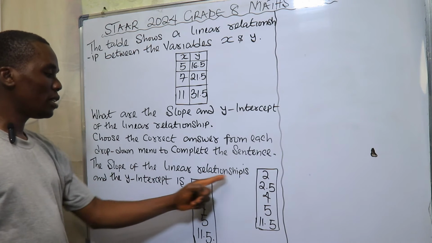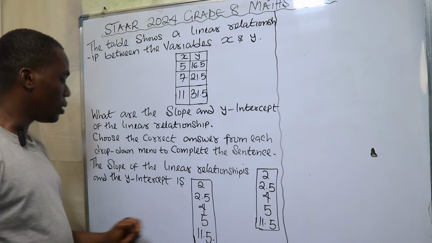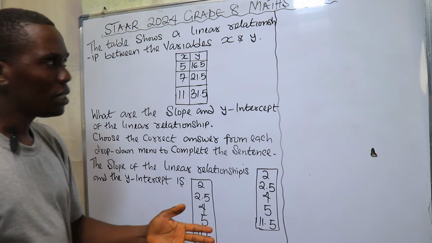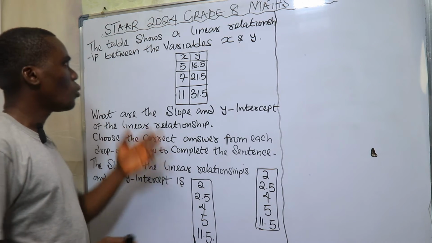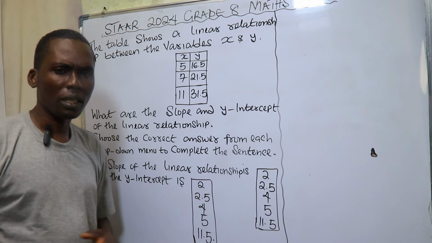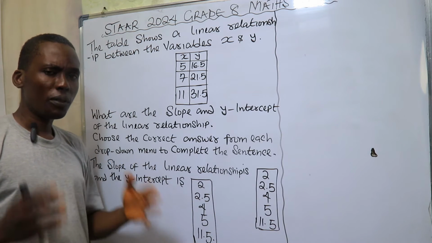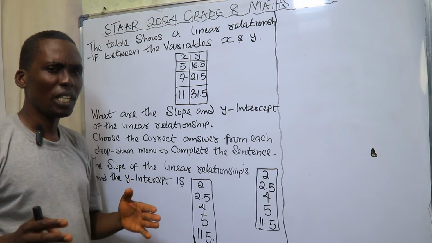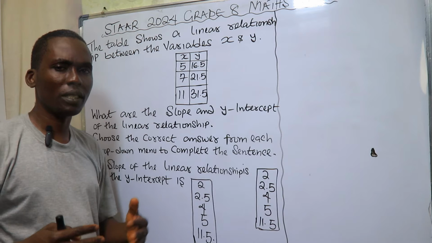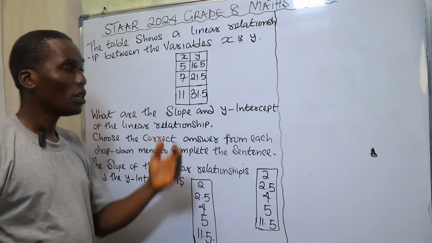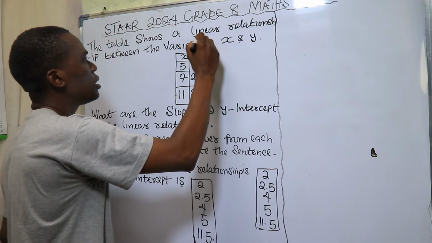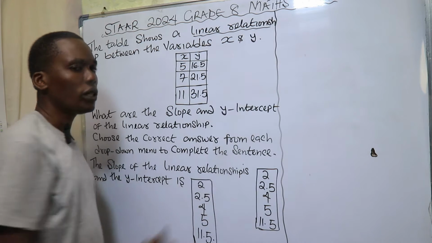The slope of the linear relationship is any of these, and the y-intercept is any of these. This is question number 31 of the STAAR 2024 Grade 8 Mathematics test. Now, the first thing to do when you see any question in your exam is to analyze which topic in mathematics this question is taken from. From this, you come to find out that the question is a linear function question.